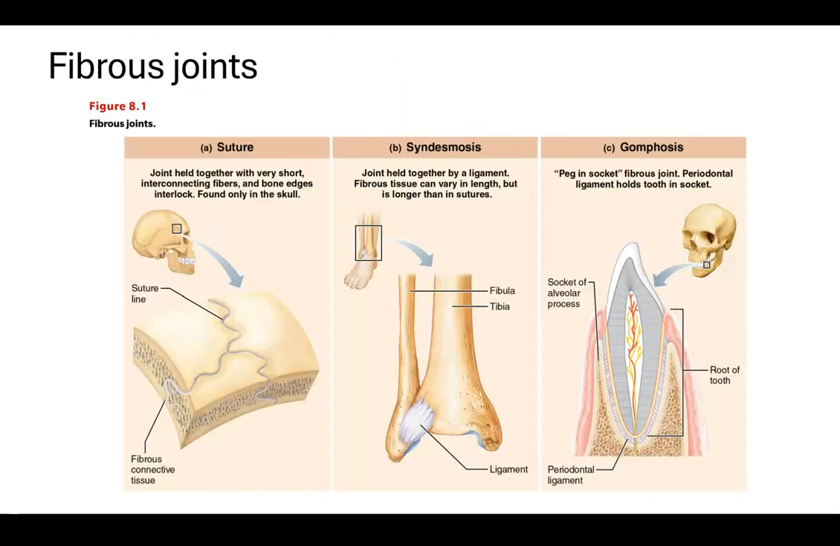So let's start with the first one, fibrous joints. We have three types of fibrous joints. We have a suture, we have syndesmosis, and then we have gomphosis. Suture, we've already talked about. These are joints held together by interlocking fibers, and these are completely immovable.